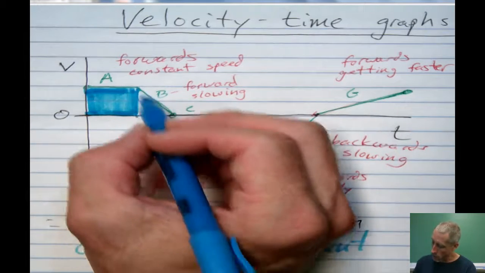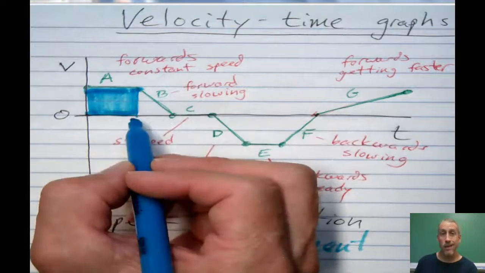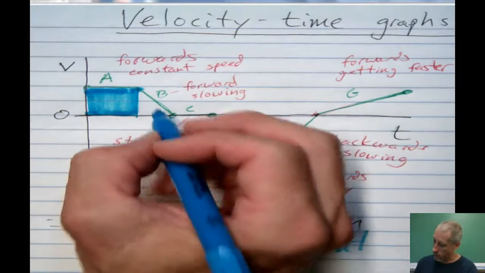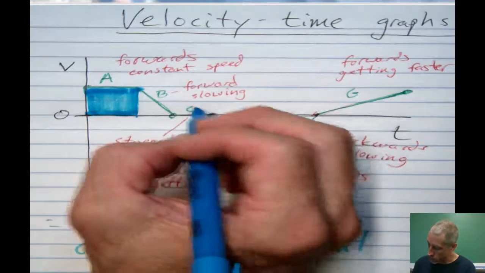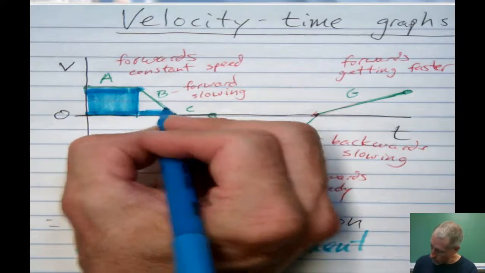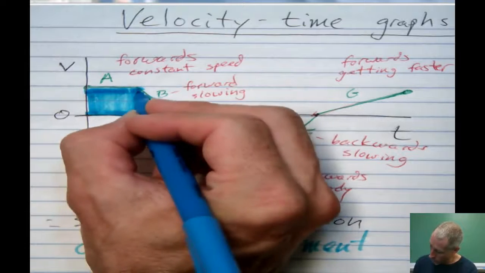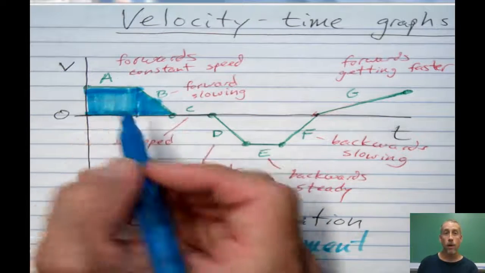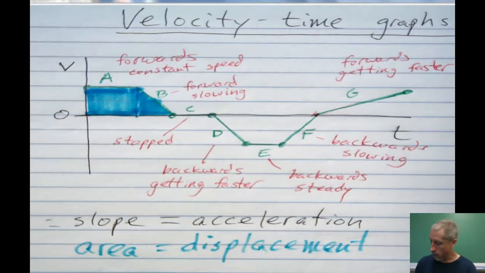And then notice here, even though B begins with the same velocity that A ended with, because we're getting slower the whole time, we don't end up moving as far. In fact, for a similar amount of time, we would move half as far, because that little triangle there has about half the area that the square did next to it.